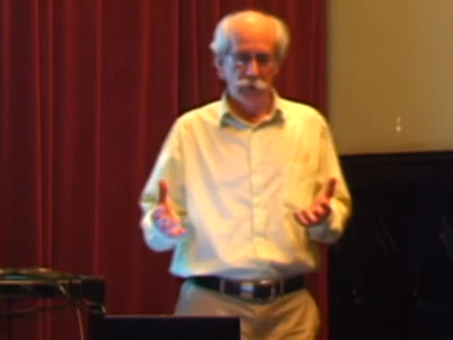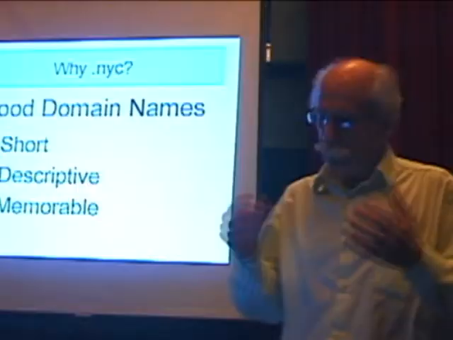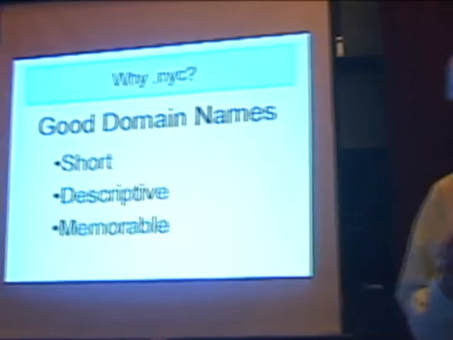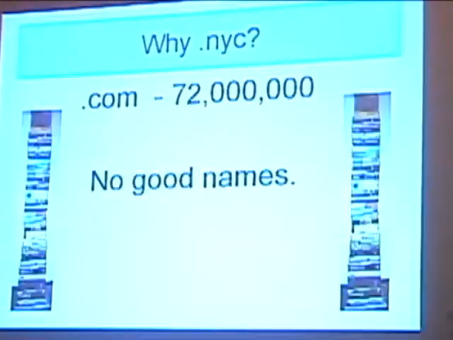For many reasons. The first is good domain names. A good domain name is short, descriptive, and memorable. Right? Coke.com, IBM.com, those are good domain names. In the .com world, where all the desirable ones sort of are, there are 72 million that are taken. If you can imagine telephone books piled up about 13 feet, that would be 72 million .com names, and there just aren't any good .com names left.